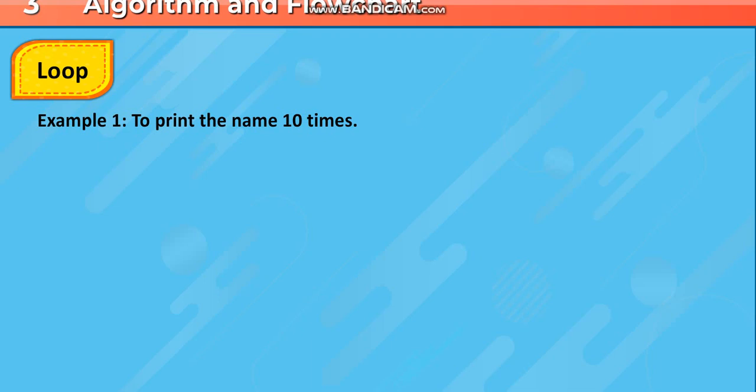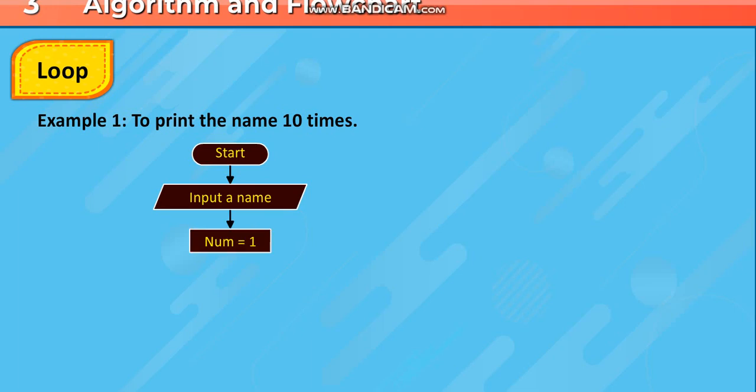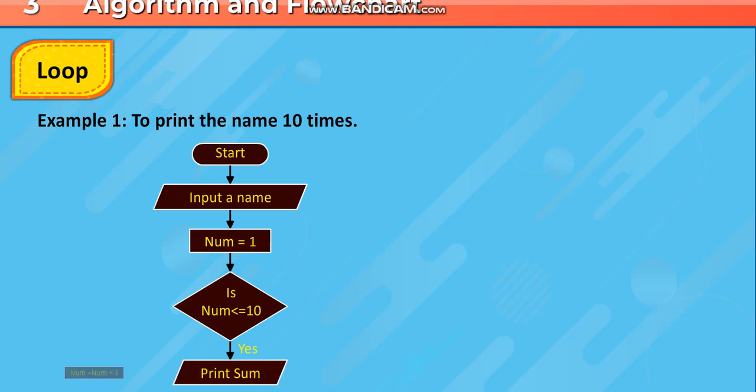Example 1. To print a name 10 times. Start. Input a name. Num is equal to 1. Is num less than or equal to 10? If yes, print name, num is equal to num plus 1. If no, stop.